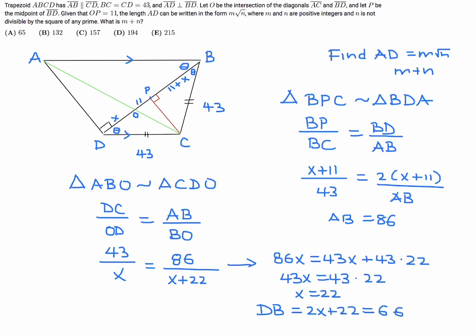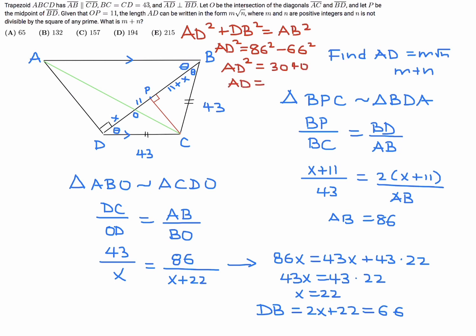All right, the final step, I guess, would be to figure out AD, and I think I can do that using Pythagoras pretty quickly. AD squared plus DB squared is equal to AB squared. So AD squared will be AB squared, which is 86 squared, minus DB squared, which is minus 66 squared. So AD squared would be 3040, and therefore when you take the square root and do the necessary math, it'll be 4 root 190.